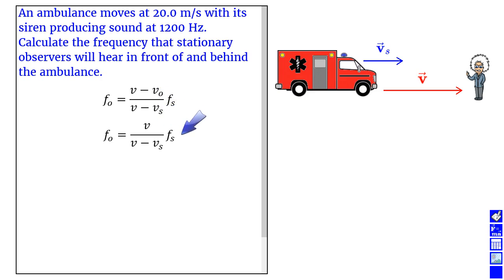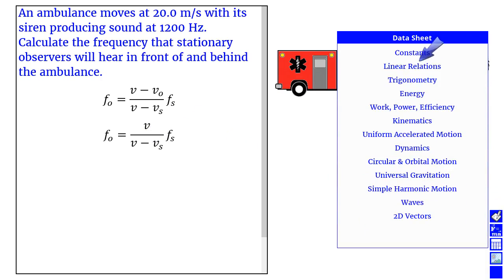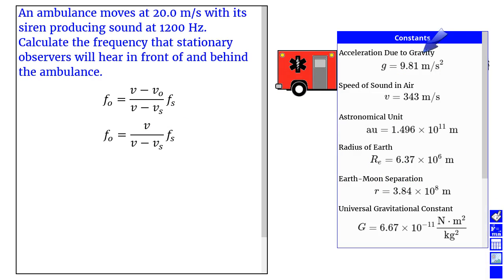Now the V in the formula is the speed of the sound waves. We can get out our data sheet. The speed of the sound waves is listed under the constants. So the speed of sound in air depends to some degree on the air pressure and the air temperature. Under standard conditions, sound waves in air have a speed of 343 meters per second. So when we're doing the calculations, we'll use that standard speed of sound as our V.